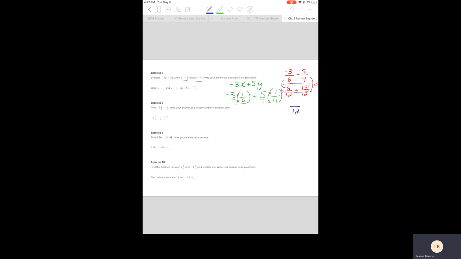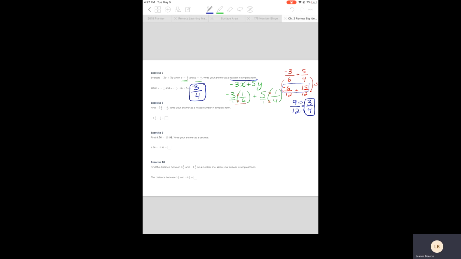Negative 6 plus 15 would be 9. And again, this one is as a fraction in simplest form, 9/12. Right, I can reduce that. 3 goes into both of those. So to break that down smaller, I'm going to divide. 9 divided by 3 is 3. 12 divided by 3 is 4. So this would be my final answer, 3/4.